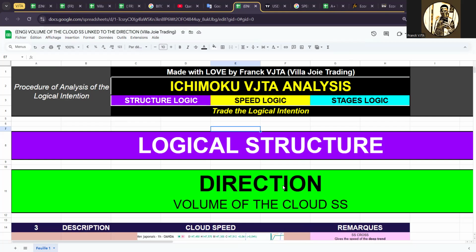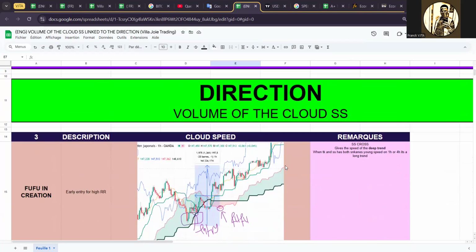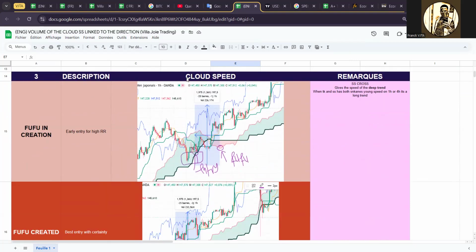The direction of the logical structure is also given by the cloud of Ichimoku, called the SSB cloud, and it is linked to the direction. Yes, TK gives the direction for sure, but the cloud is also linked to the direction in a certain way. I will explain how it is linked. So we have many steps for the speed, the bigger step.